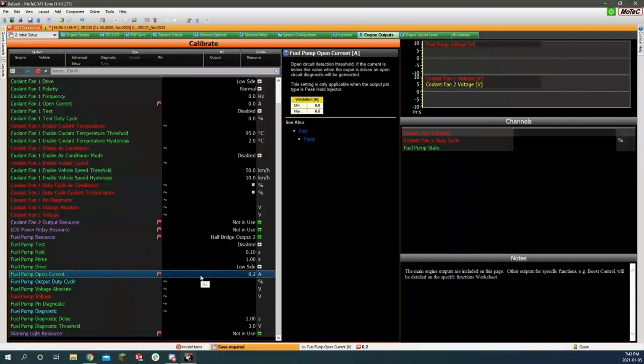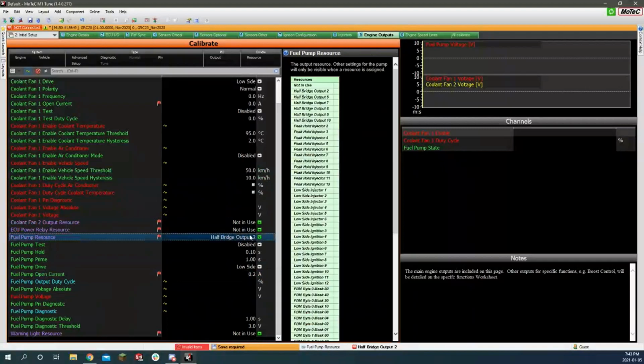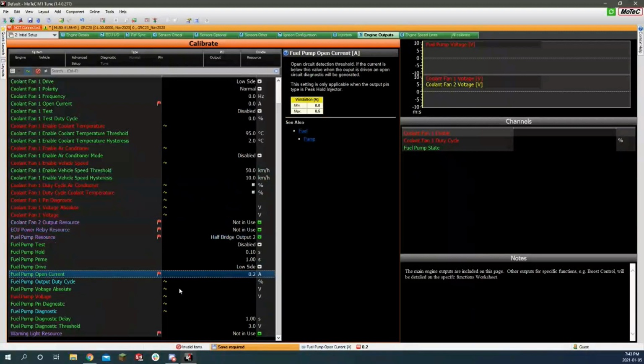This is another safety diagnostic thing. If the current is below this value, basically, if it tries to power the fuel pump and it realizes there's less than 200 milliamps going through it, it tells you something's wrong, because the fuel pump should definitely be drawing more than that. It says right here, the setting is only applicable when the output pin is on a peak volt injector. So that's something we can do. Right now I have it on a half bridge output, but we can just as easily put it on an injector output. How's it going to know its current output if it's through a relay, though?